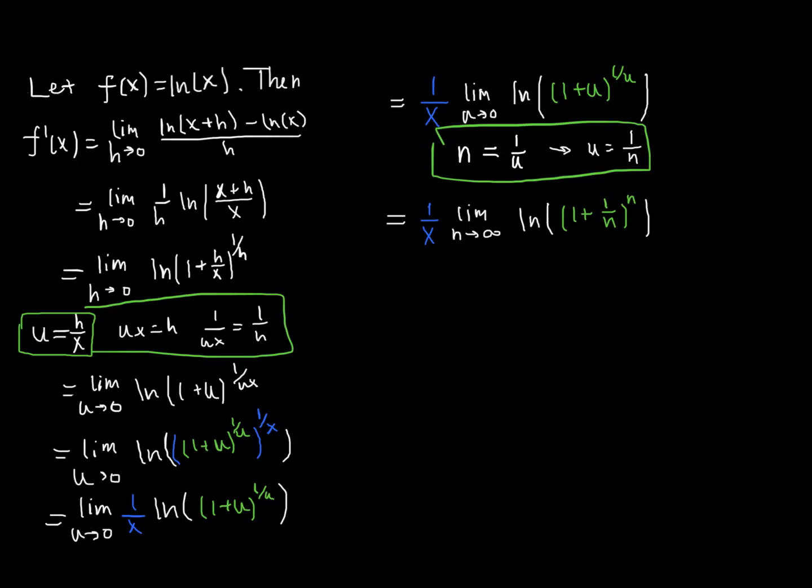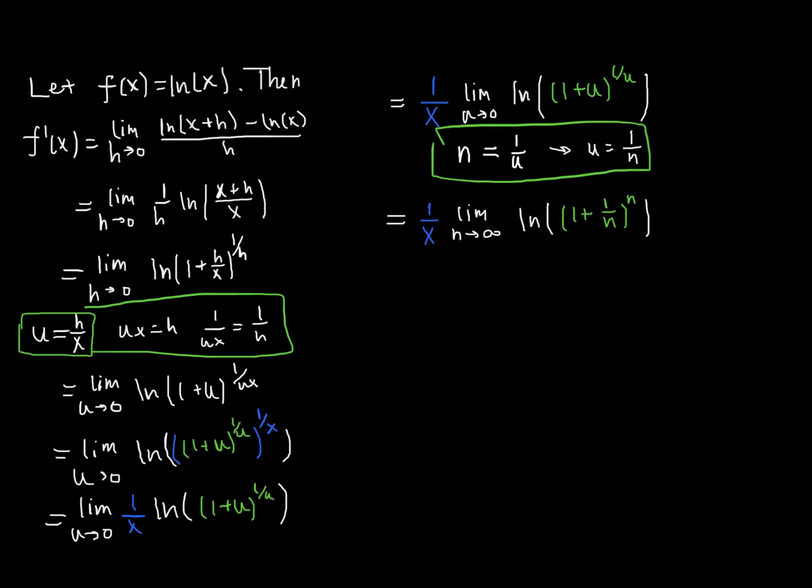Alright, so at this point, we would know how to take this limit if it weren't for this natural log here, because the limit as n approaches infinity of 1 plus 1 over n to the n is the value e. The only issue is that we have this natural log here. Well, similar to how we can factor out a 1 over x, we can actually change the order. We can take the natural log second and take the limit first.